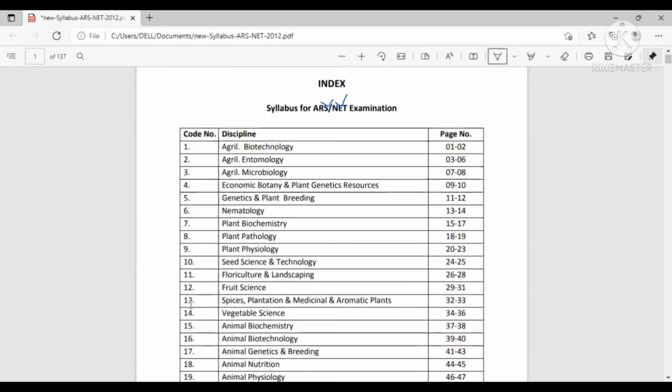Today, I am going to talk in detail, a little bit more, about the agricultural microbiology discipline, because I belong to it. It is very easy because the syllabus includes hardly one page, and you can qualify the exam very easily if you adopt a proper preparation strategy. So I will discuss all the important topics that you have to focus on in each module and how your preparation strategy should be.